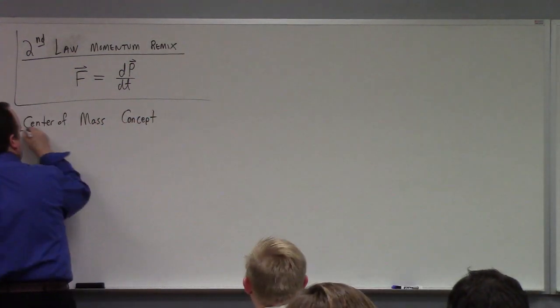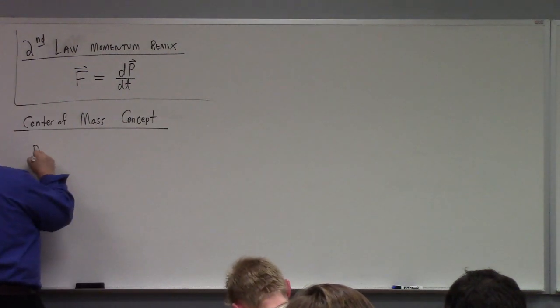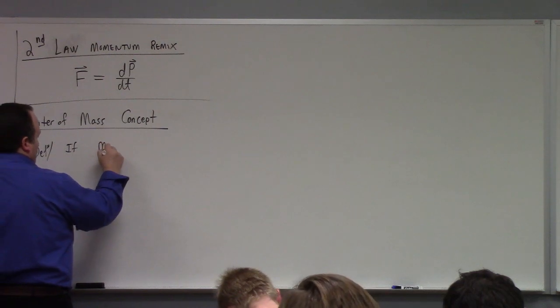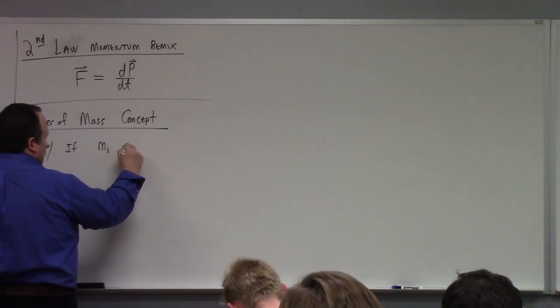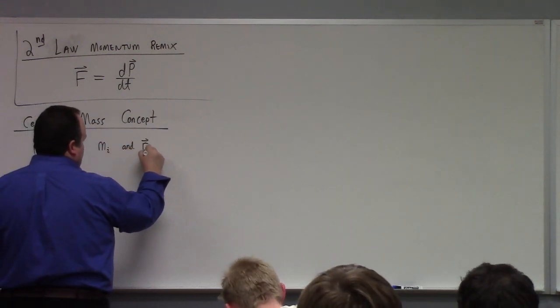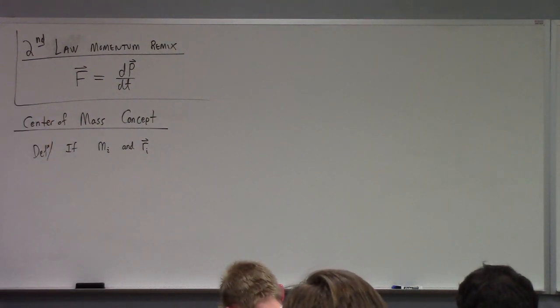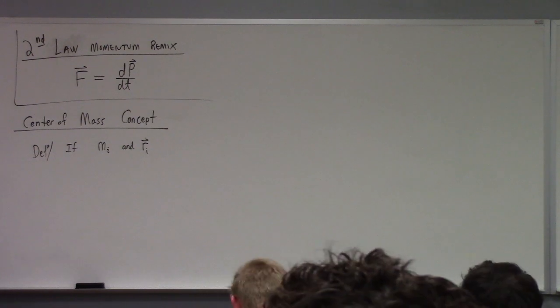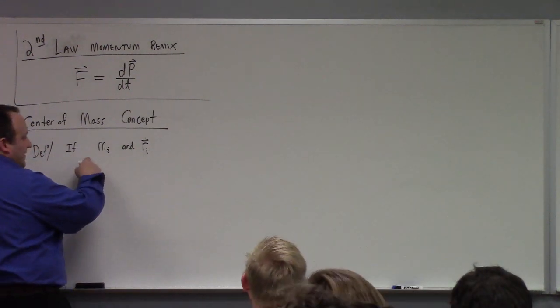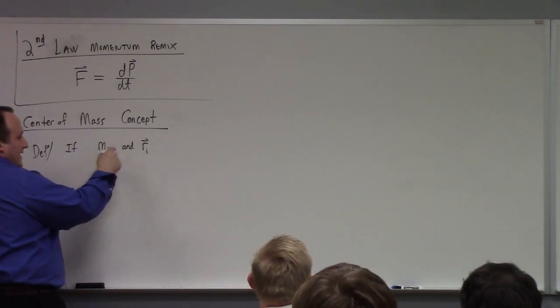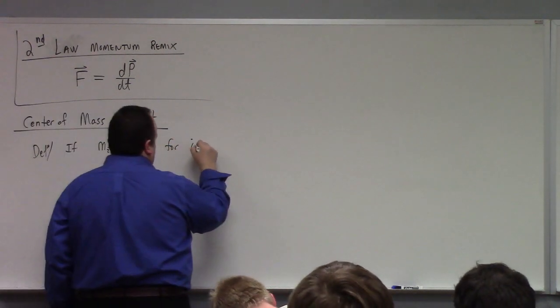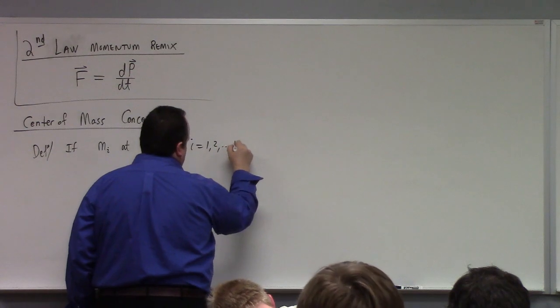And let me just be specific here. So here's the definition. If you have m sub i at r sub i, for i equals 1, 2, all the way out to n.